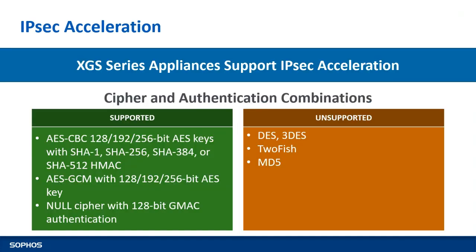The XGS series devices support IPsec acceleration, which offloads IPsec encryption and decryption to the NPU. This is faster in terms of performance, but it is also offloading work from the CPU, freeing up cycles to work on other security processing functions.